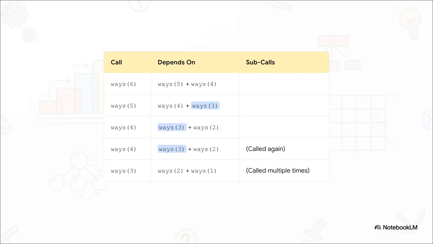And this right here shows you exactly why it breaks. Look at this. To figure out ways of 6, you need ways of 5 and ways of 4. Okay, makes sense. But wait, to get ways of 5, you also need ways of 4. So you're calculating ways of 4 twice already. And then look at ways of 3. It just keeps getting called again and again and again. Our function is basically an amnesiac. It does all this work and then immediately forgets it and does the exact same work all over again.